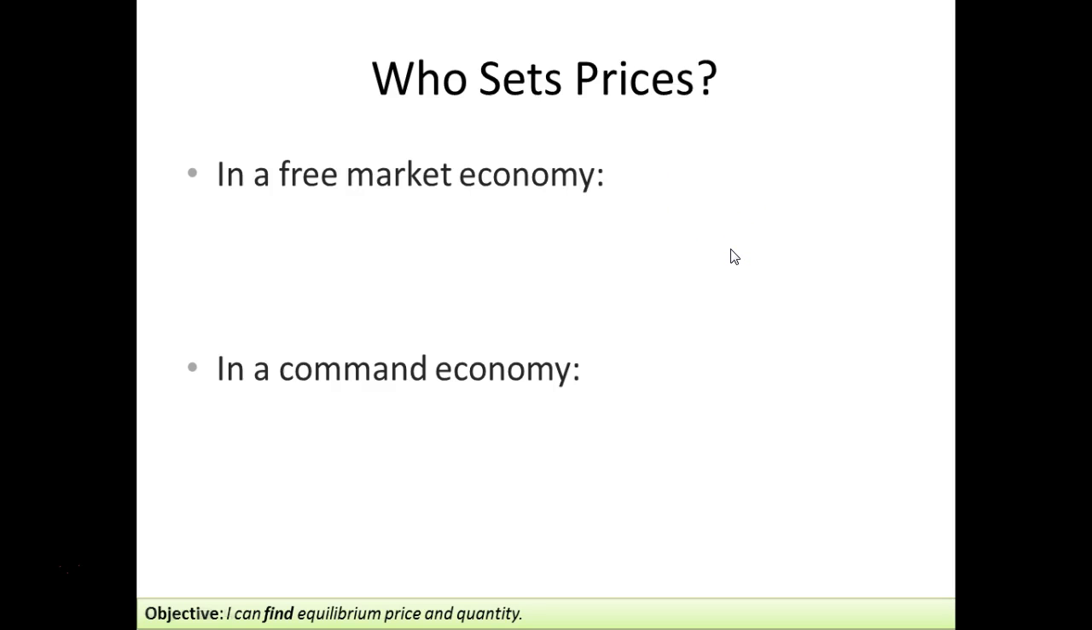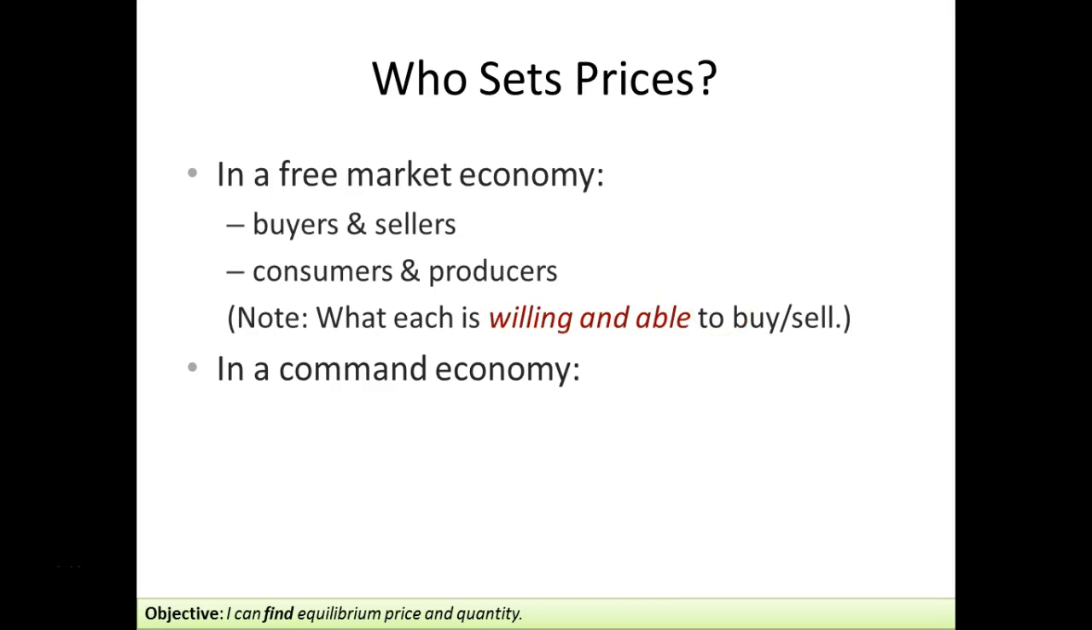So thinking about what is the right price, we can think back to the differences between a free market economy and a command economy. In a free market economy, it's buyers and sellers, consumers and producers, coming together to negotiate what the selling price will be, what both are willing and able to buy or sell it for. But in a command economy, it's the government that establishes the prices. So what we want to focus on here is a free market economy. How do buyers and sellers come to an agreement? How do they figure out what the right price is?